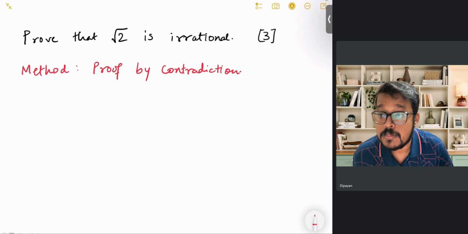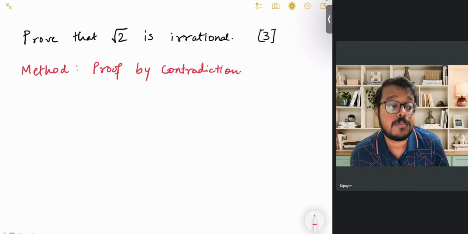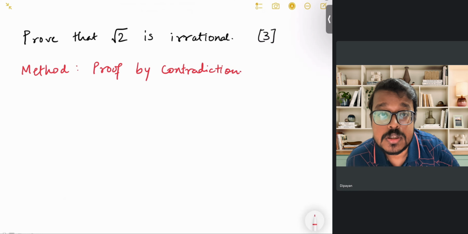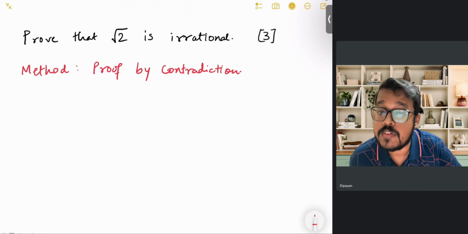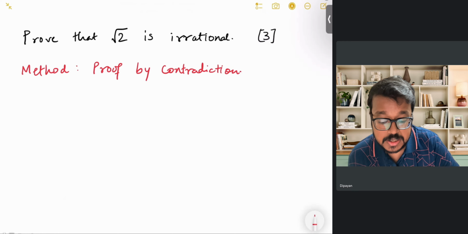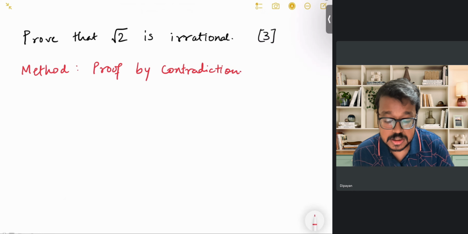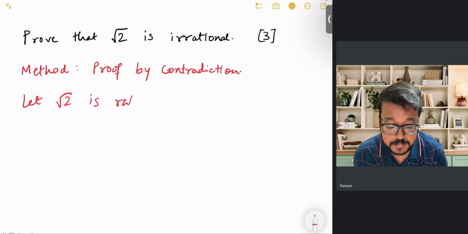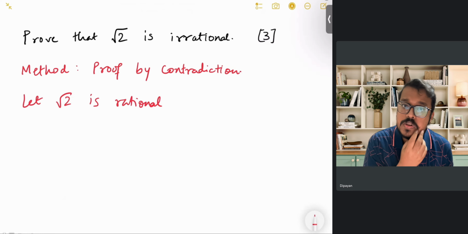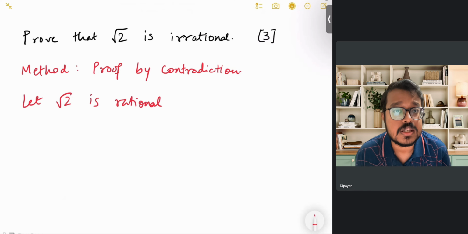there is a problem with what we have assumed. There is a problem arising due to the assumption that we have made. So the logical conclusion will be that the assumption is incorrect, and hence the opposite of what we have assumed has to be true. So when we are trying to prove that root 2 is irrational, we will start by assuming that root 2 is rational. And then we will try to see that there is a problem with this assumption.